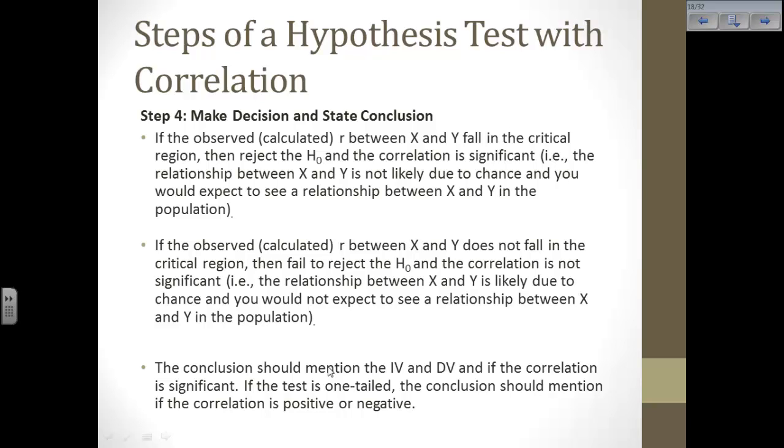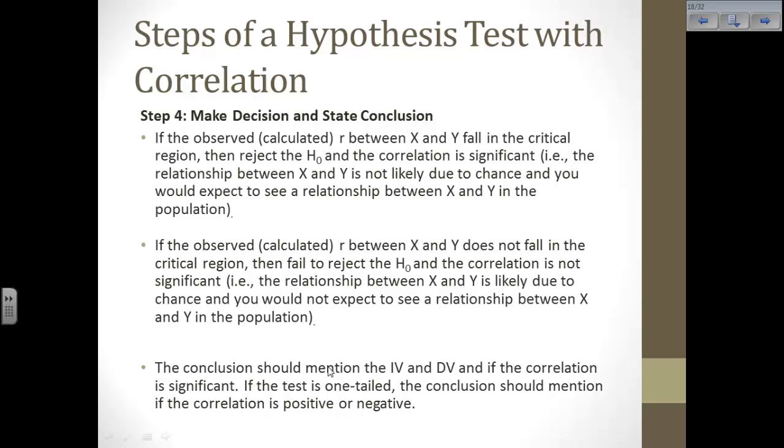So if your R observed falls in the critical region, or the rejection region, if you want to call it that, then you reject the null hypothesis. And really what you're saying is that we're rejecting the null. We're saying that it's highly unlikely that this observed relationship that we expected is just due to chance. So it's probably due to the fact that there's actually a relationship between those variables in the population.